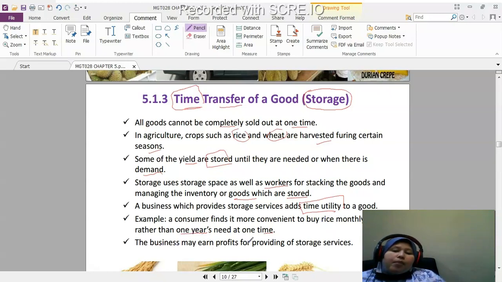Okay. The business may earn profit of providing storage. So, sebab itulah kena ada penyimpanan supaya kita akan keluarkan jual tu sikit-sikit ikut kepada bulan pertama keluarkan 1000 kilo untuk dijual, okay. Dan bulan kedua pula seterusnya, okay. Sedikit demi sedikit. So, orang penyimpan barang ni atau tempat penyimpanan gudang ni dia boleh dapat profit lah.